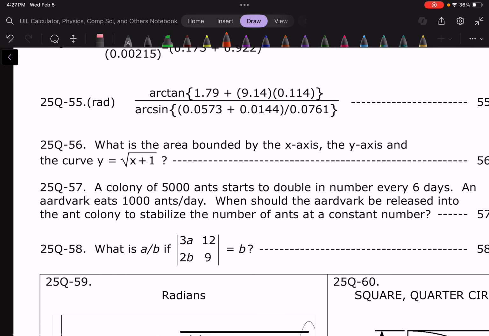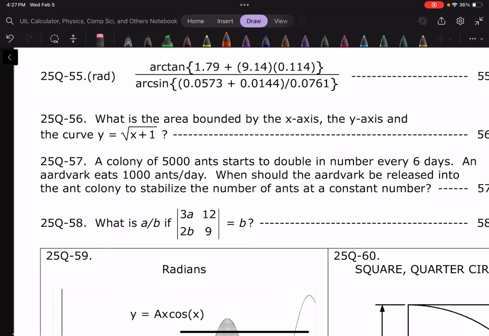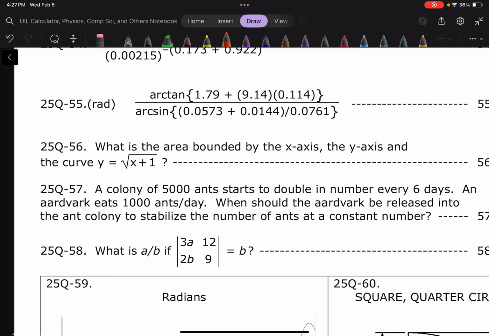Howdy folks, welcome back. We're going to be looking at number 56 through 60 on TMSA number 9, 25Q. It asks, what is the area bound between the x-axis, y-axis, and the curve y equals square root of x plus 1?